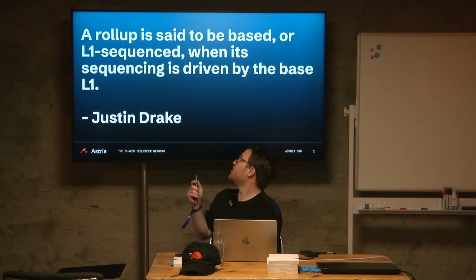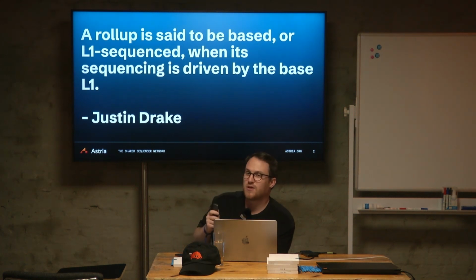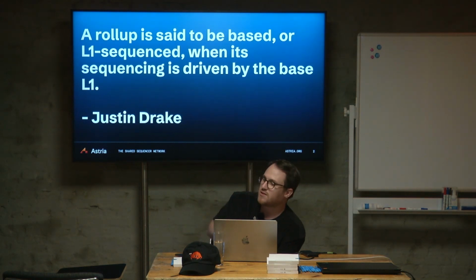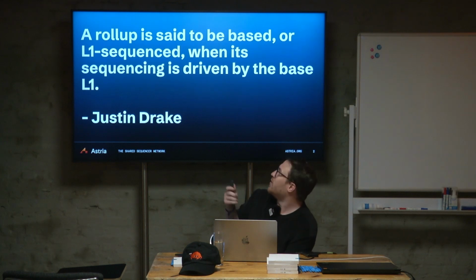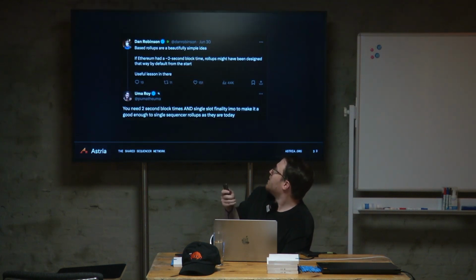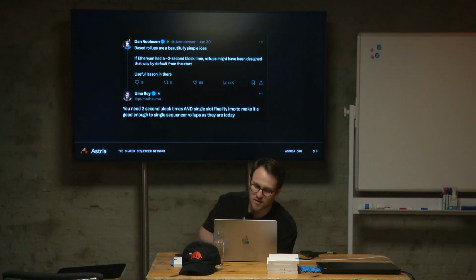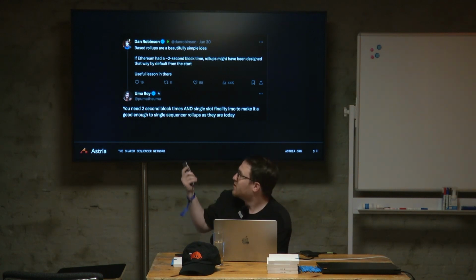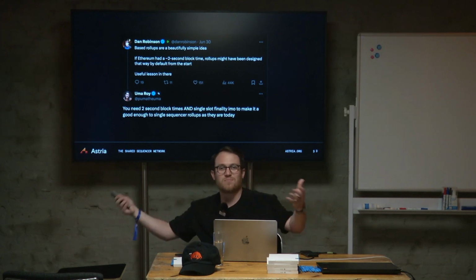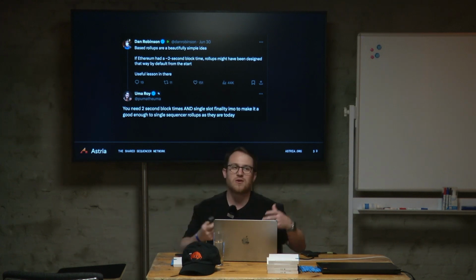So to start with, get an idea of what a based rollup is. This is out of Justin Drake's paper. A rollup is said to be based, or L1 sequenced, when its sequencing is driven by the base L1. How does that relate to Astria? Well, we have this here as well, based rollups. The paper that Justin Drake put out, people were like, oh, based rollups are cool.